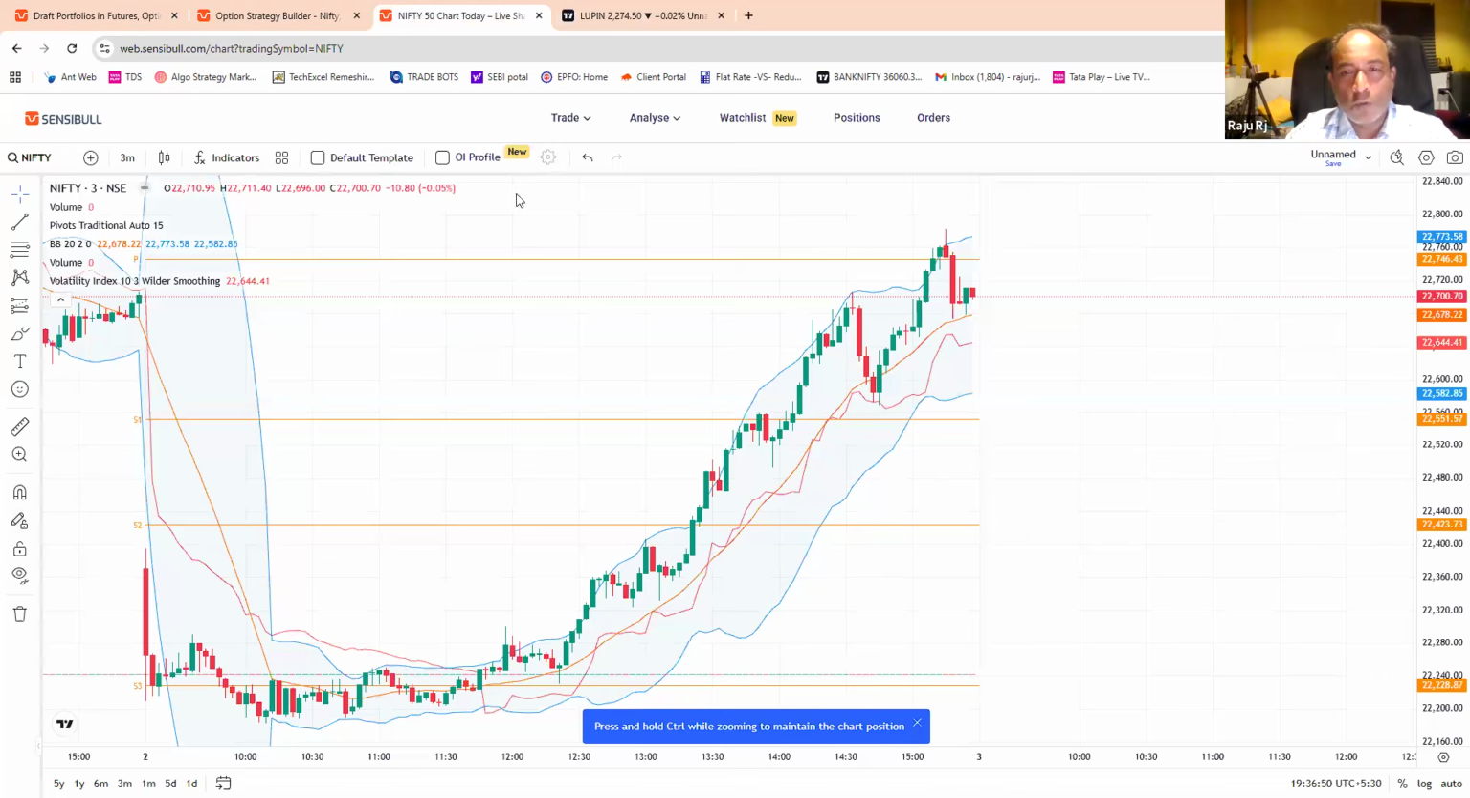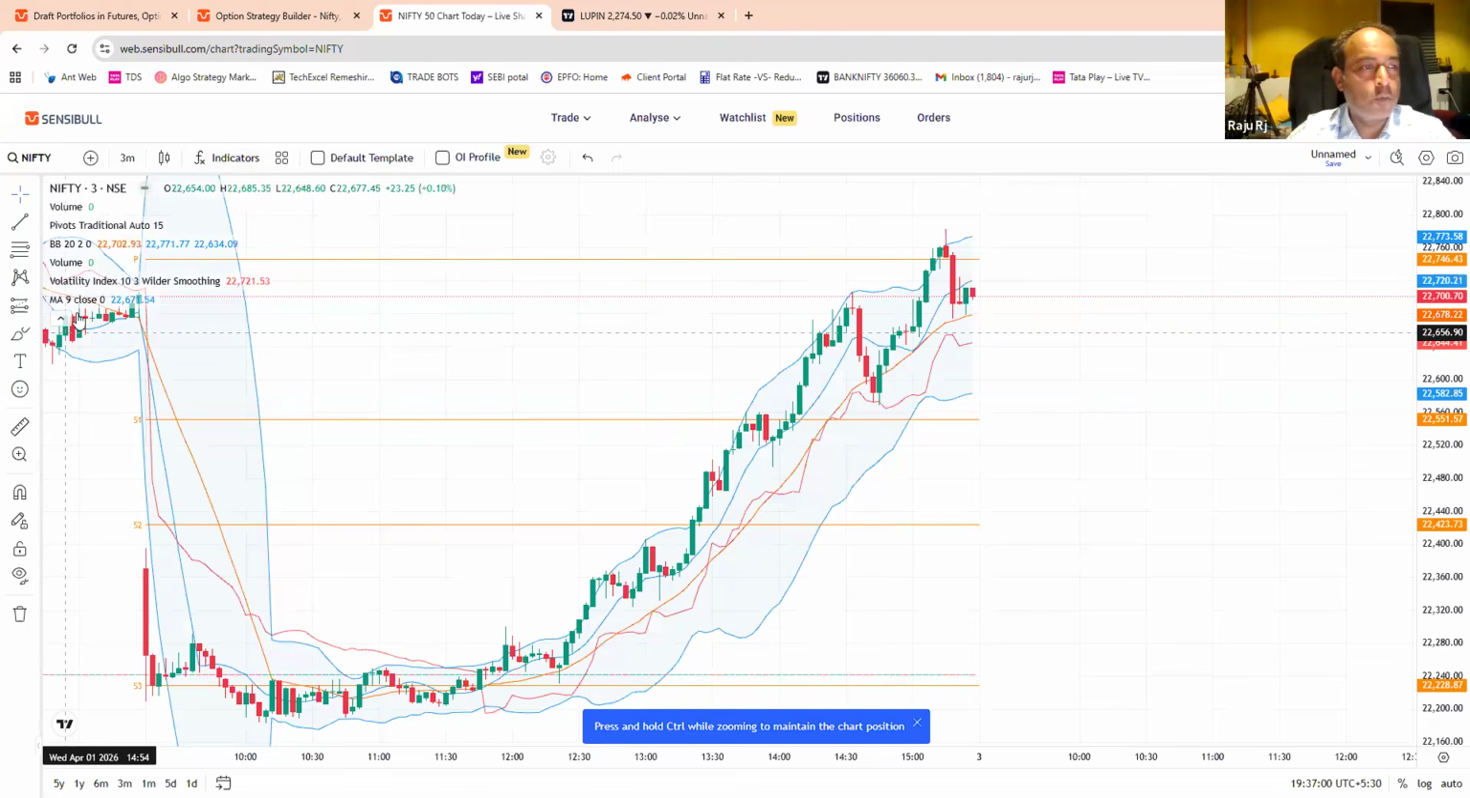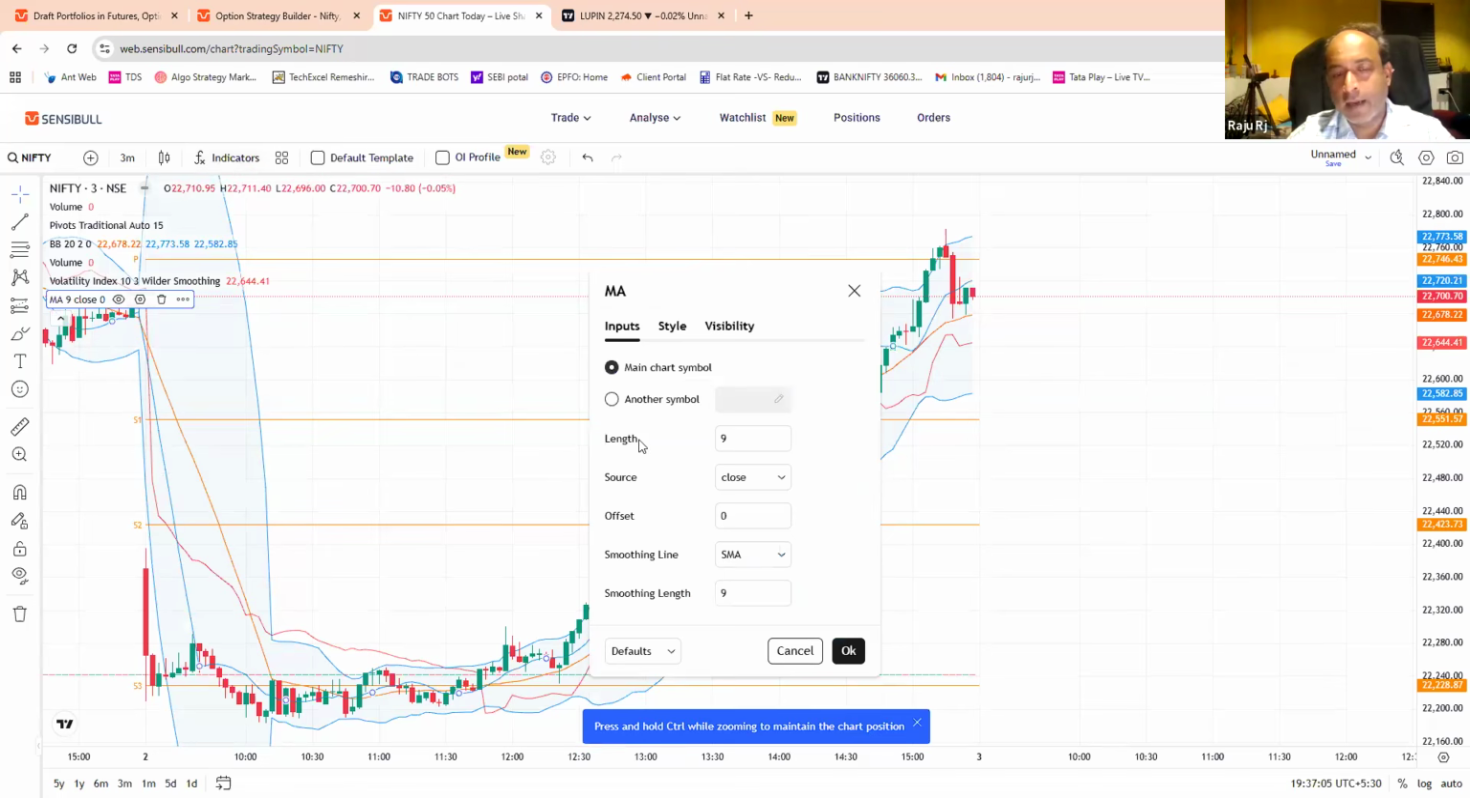The moving average is one more indicator. What it does is average the price, so you can see there will be a moving average. You will have 9 here. You can go to settings and set the length to 9, 15, 20 days moving average. You can go for 50 days moving average too. Usually, for intraday, you can keep 9.